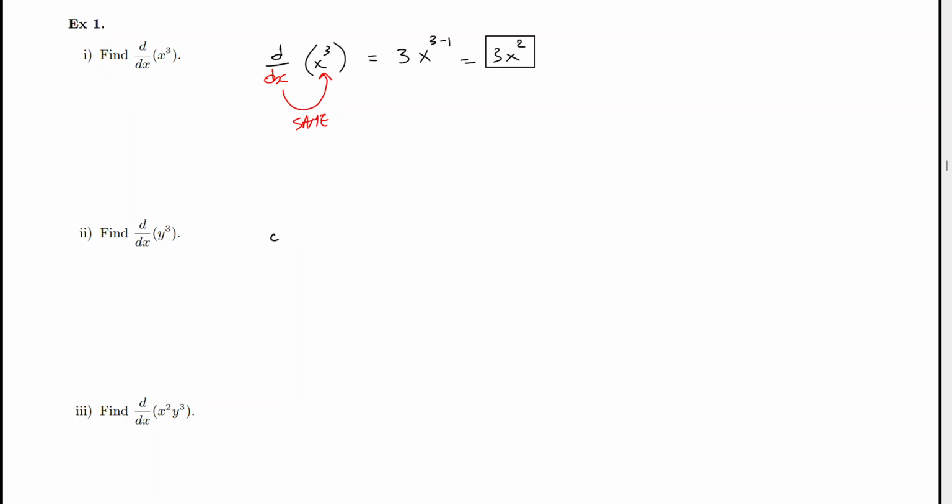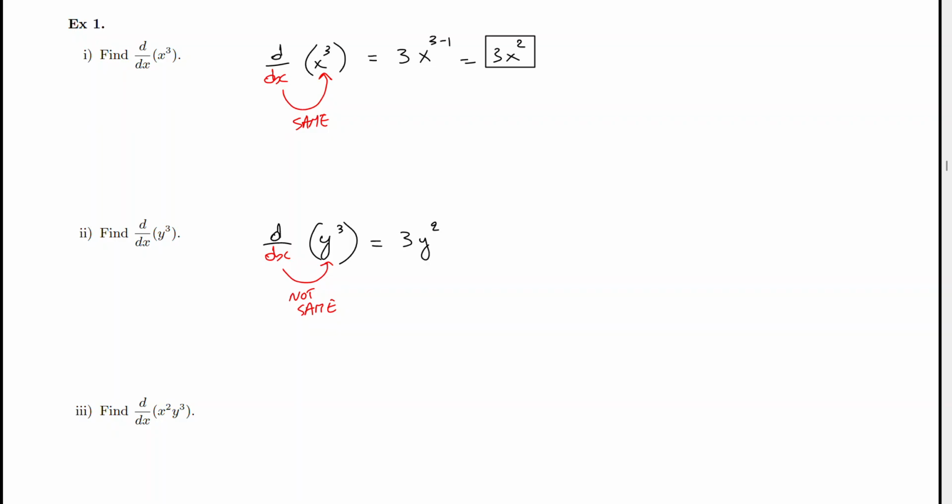Now in part 2, we have the derivative with respect to x of y cubed. In this problem, the denominator has dx, but the expression that we're differentiating has the letter y. So these are not the same. What do you do in these problems? Well, first, you differentiate as if it was the letter x. You just say, okay, the derivative of y cubed is 3y squared, because 3 minus 1 is 2. So we'll just write down 3y squared.